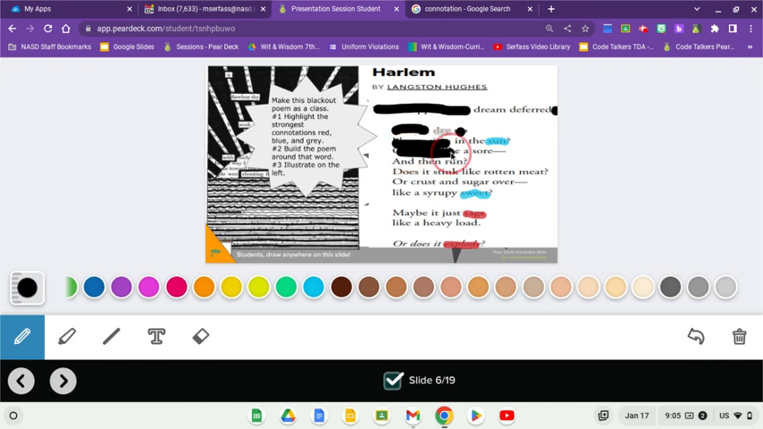I'm going to get rid of fester like a sore, so gross. I'm going to get rid of the running sore, so gross. I'm going to get rid of the stinking, rotting meat, so gross. Crust and sugar over, like a syrupy sweet. Oop, that last one was too much. Crust and sugar over, like a syrupy sweet. I'm going to leave syrupy and sweet in there. And I'm going to leave sags. I'm going to leave heavy. And I'm going to leave explode.